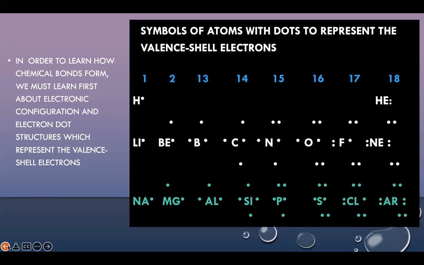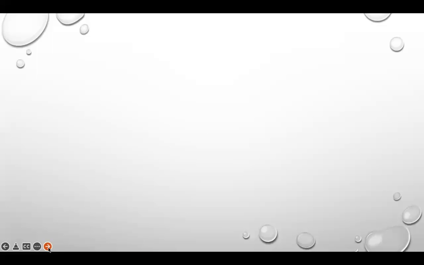Let's take another example. Let's say we have a chlorine atom. Going back to the periodic table, you'll notice that chlorine is in group number 7. Recall that a group number also tells us the number of valence shell electrons, which is the number of electrons in the outermost shell. And chlorine has an atomic number of 17, which means that the number of electrons is also 17.